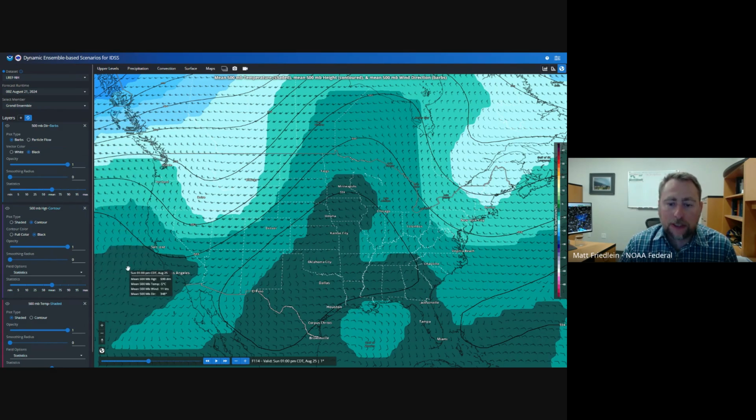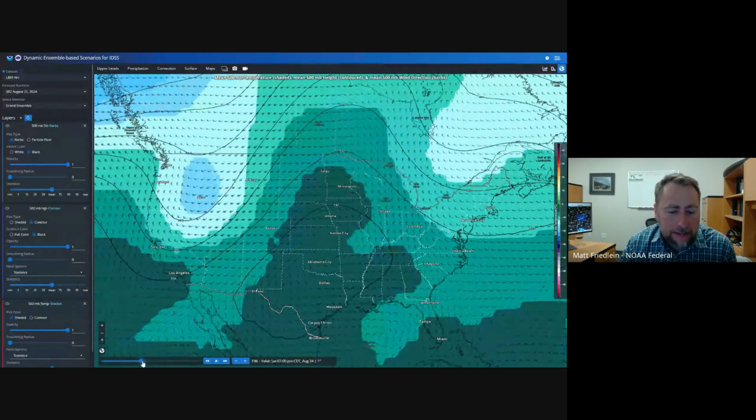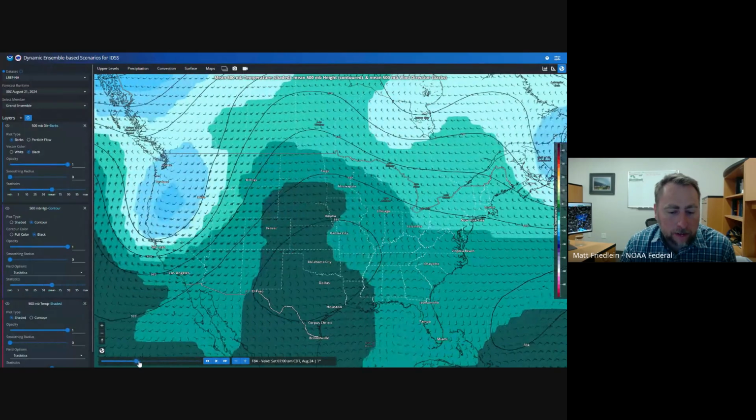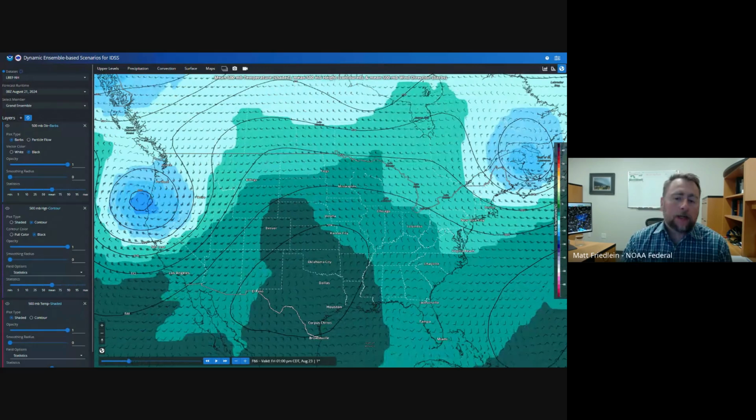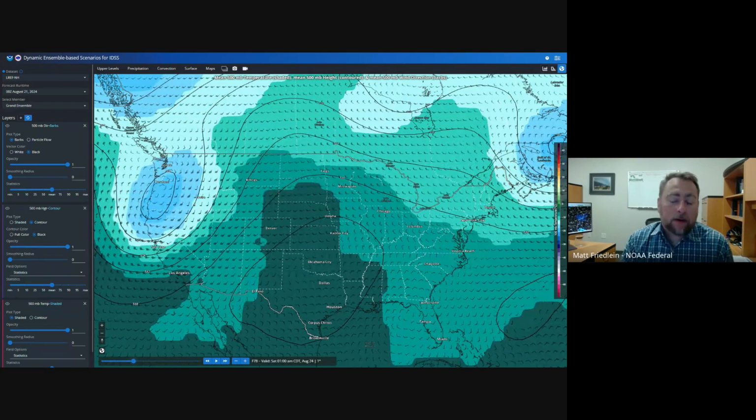So it loads 3 data sets automatically. It's almost like a procedure in AWIPS. It loads it for us. So we're going to look at the tail end of the work week here, Friday into Saturday. And so we have our Omega block that we've had.